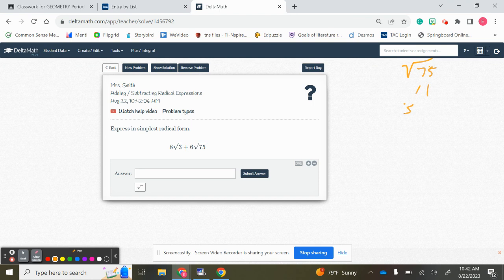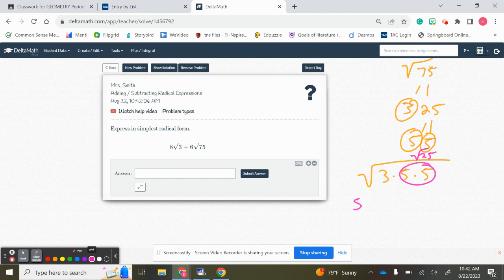So I break this down into 3 and 25, and then this is 5 and 5. Now, just like before, I'm looking for doubles. They're right here. This is the same as square root of 25. So this is going to be 5 on the outside, and whatever's left is the square root of 3 on the inside. Now I rewrite this. So this is going to be 8 square root 3 plus 5 square root 3. Now do I have my like radicals? Yes. Right? They match? Okay.